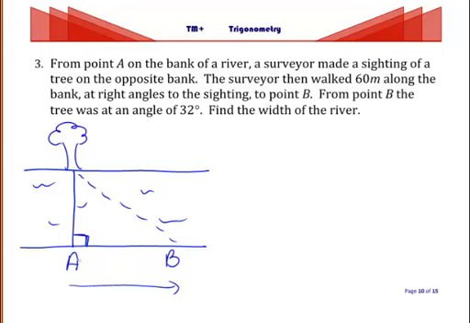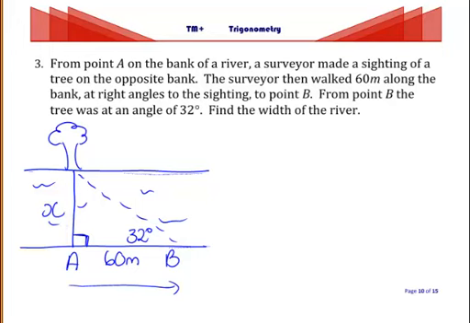So let's go through the information again. From point A on the bank of a river, a surveyor made a sighting of a tree on the opposite bank. The surveyor then walked 60 metres, so this is 60 metres, along the bank at right angles to the sighting to point B. So we're assuming that this river is parallel, basically. From point B, the tree was at an angle of 32 degrees. So that's 32 degrees here. Find the width of the river, which is X.